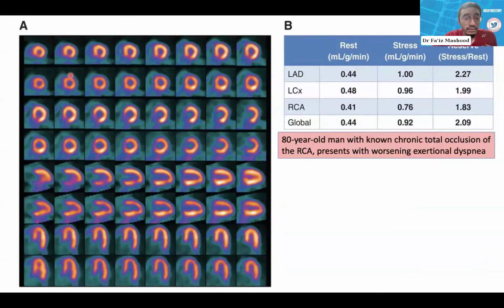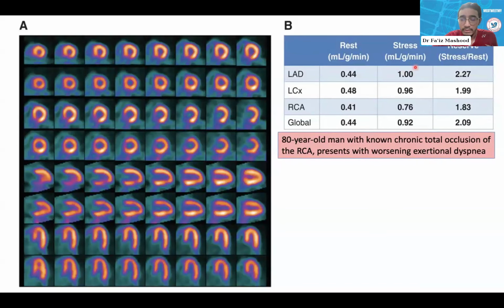We see the short axis here. The apical at rest and at stress looks the same until we go into this basal segment. This is at rest and this is at stress. You can see reduced uptake at the inferoseptal segment if you compare. There's a reduction at the inferoseptal segment, whereas when we go through the vertical and horizontal long axis, for me, it looks normal.